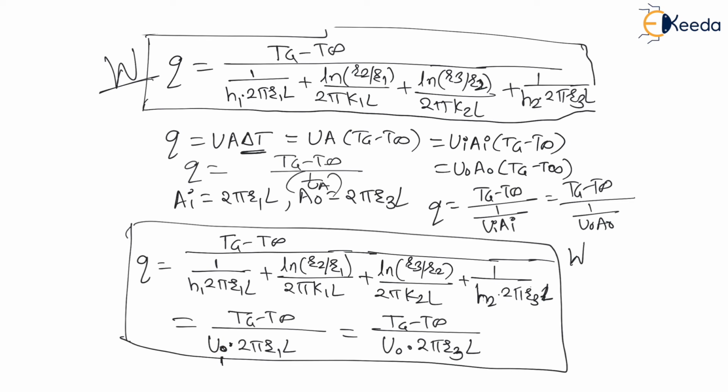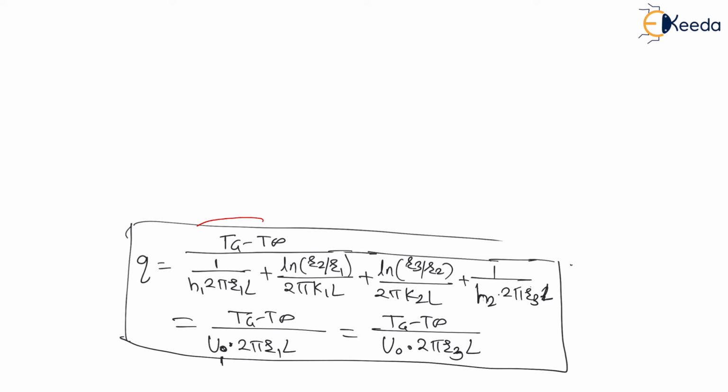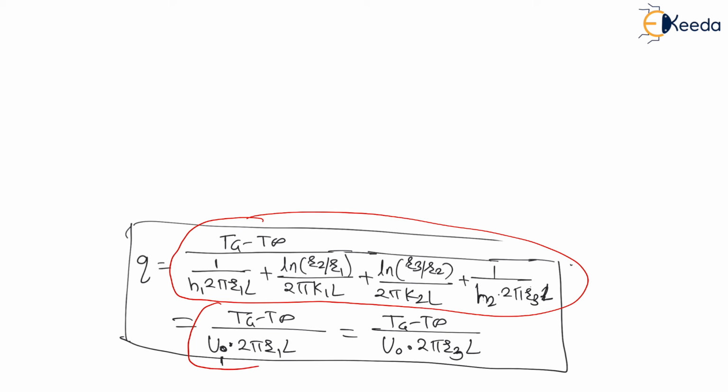Here there will be a Ui, and then if I consider the outside area, Uo. Let us find the overall heat transfer coefficient based on inside area and outside area. Now here, if I equate the bracketed term with the first term, for the overall heat transfer coefficient based on inside area, I will get 1 upon Ui, where Ui is the overall heat transfer coefficient based on inside area. This will be equal to 1 upon h1.